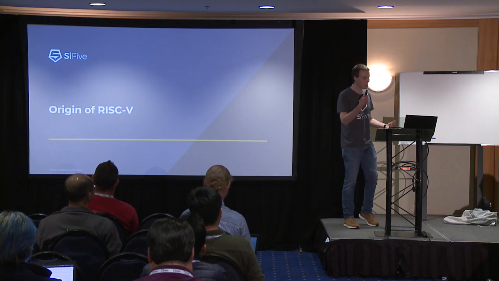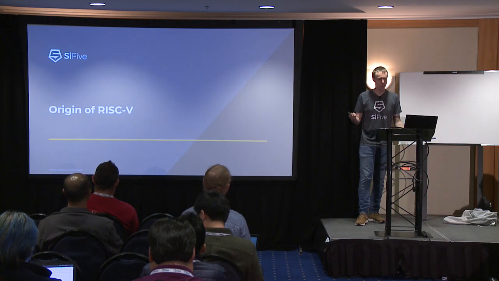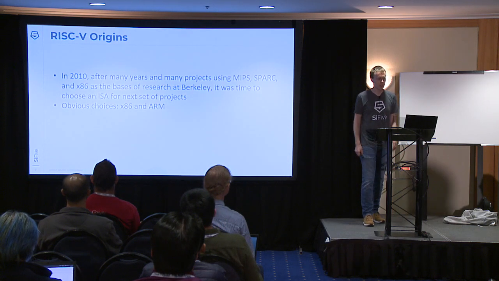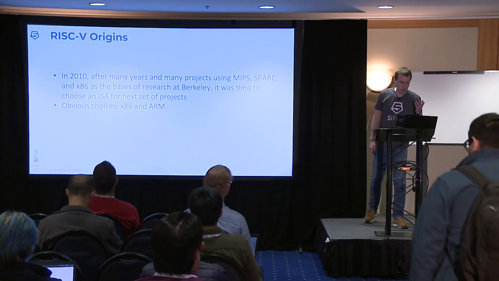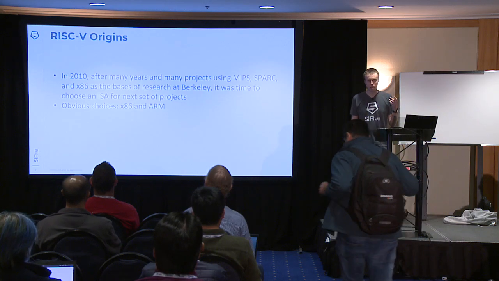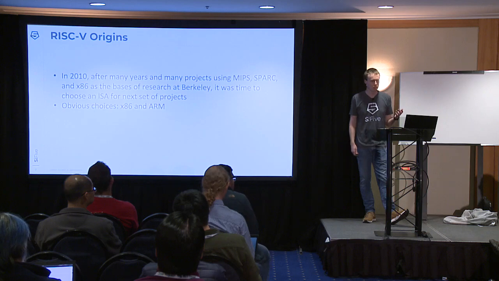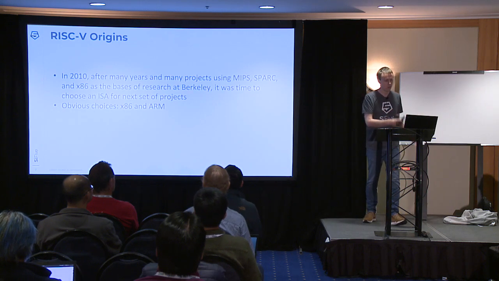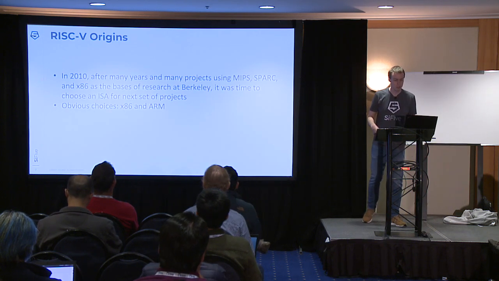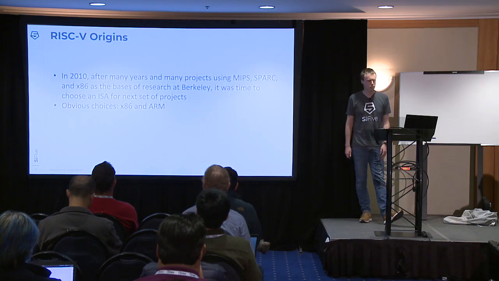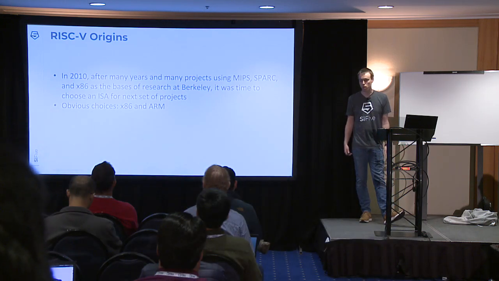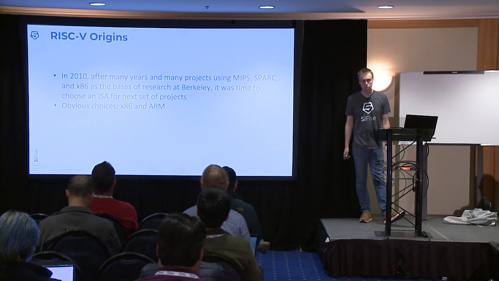So we'll talk about the origins of the RISC-V ISA, a little bit of a history thing. I started it at Berkeley in 2010. Berkeley's Computer Architecture Research Group had done lots of designs on lots of old ISAs. They kind of invented the whole RISC thing. They had done MIPS, SPARC designs, some x86 designs, and we're looking around and saying, okay, what are we going to do for our next research project at Berkeley?